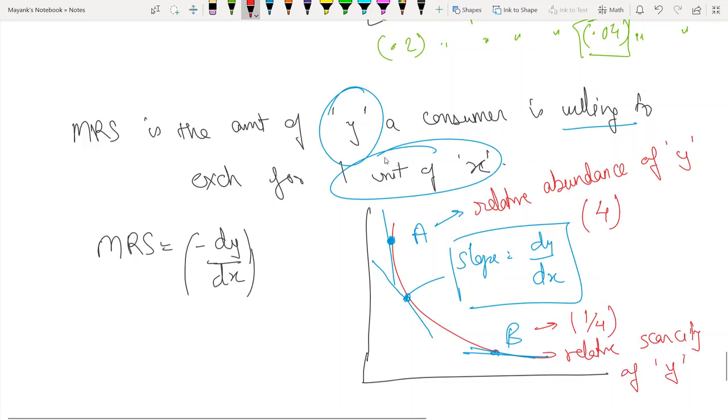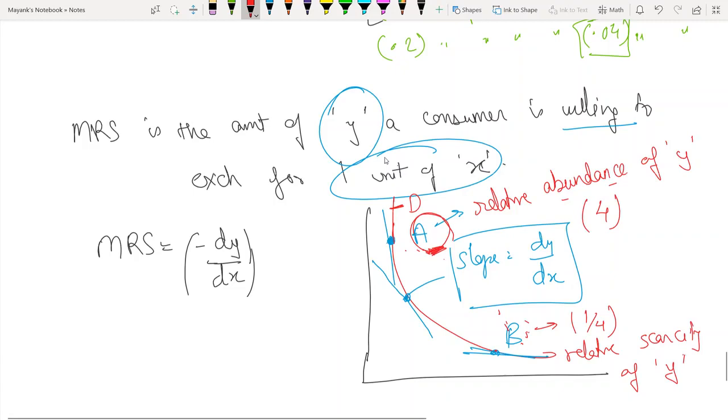Relative with respect to what? Relative with respect to each other actually. Relative with respect to A and B. At A you have a relative abundance of y with respect to B. But if you talk about some other point like D, A becomes relative scarcity of y. So the terms relative abundance and relative scarcity can be used only when you are comparing two or more points.